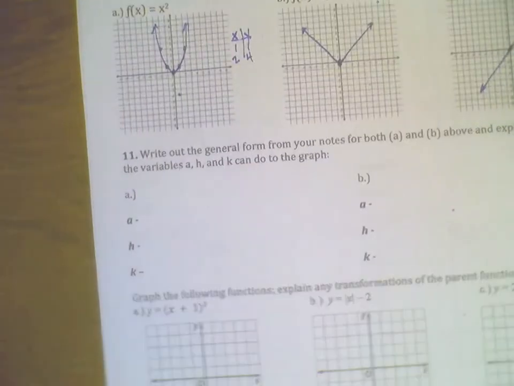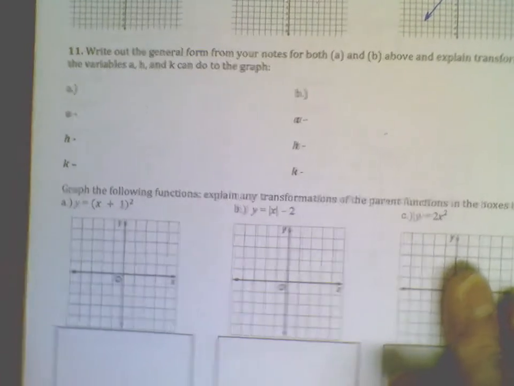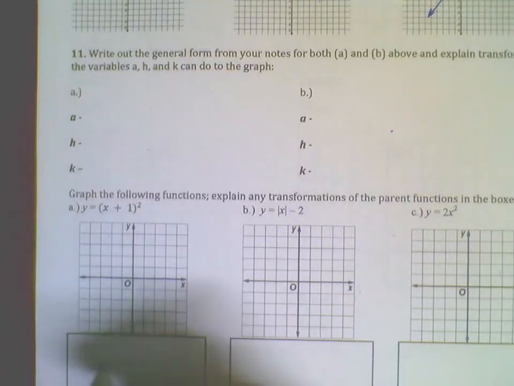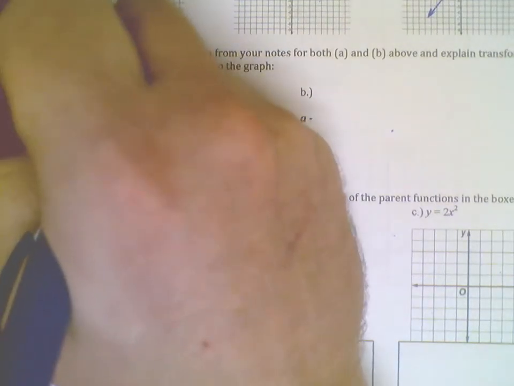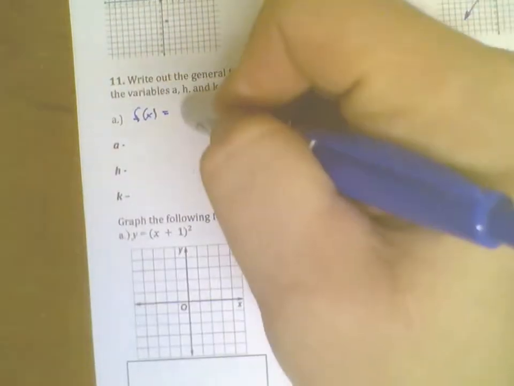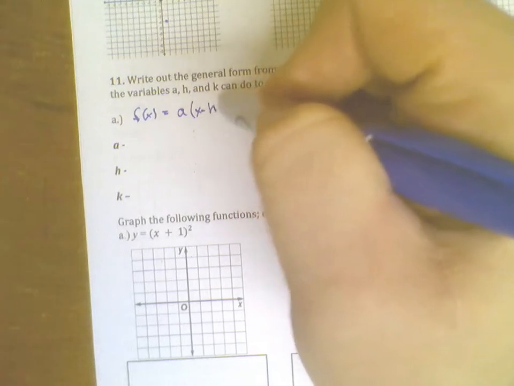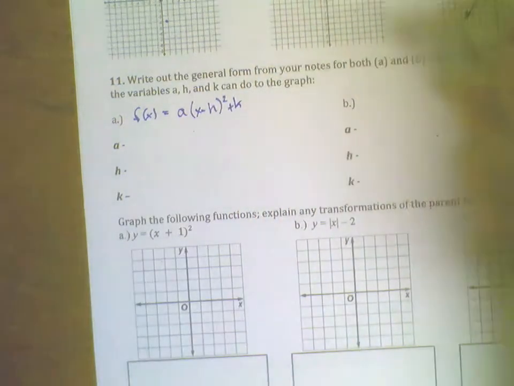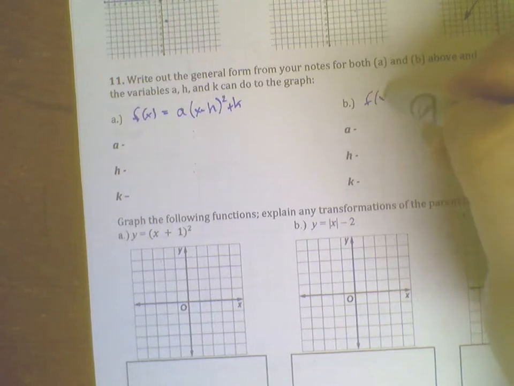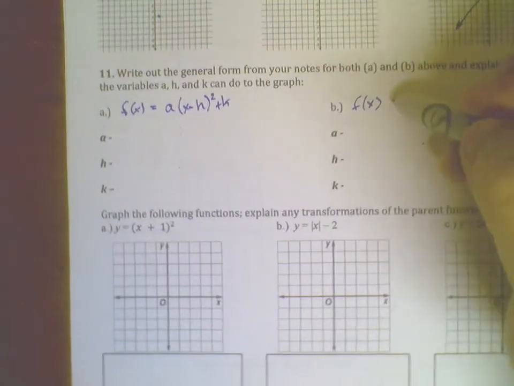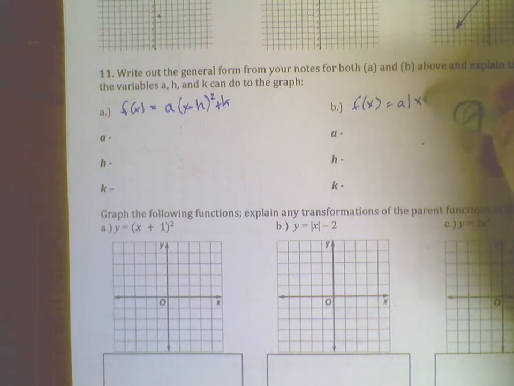So on to number 11. Like I said before I started going through this, you don't have to memorize that. I'm going to give it to you on the board or write it on the test. But your general forms, we'll do parabolas first. So it's f of x equals a(x minus h) squared plus k. And then absolute values, f of x equals a absolute value of x minus h, plus k.